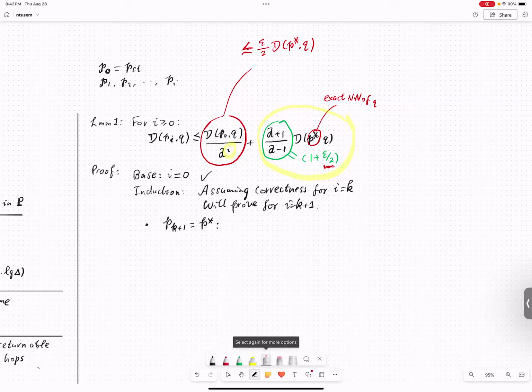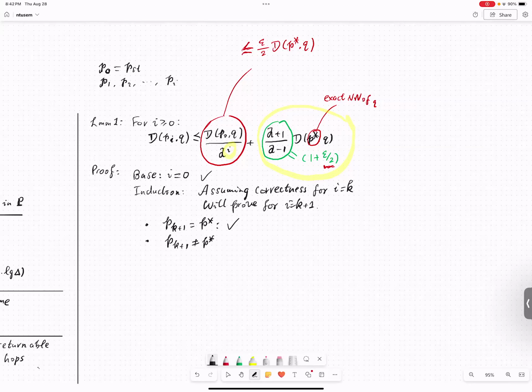In that case, the term on the left-hand side is going to be exactly d(p star, q), and this d(p star, q) appears here. As you can see, the coefficient in front of it is greater than 1, because epsilon is strictly larger than 0. Therefore, in this case, checked. Cool. So it remains to discuss the other case where p_{k+1} is not p star.